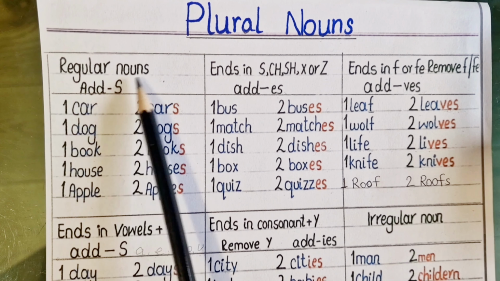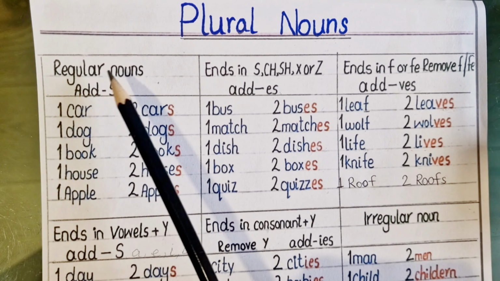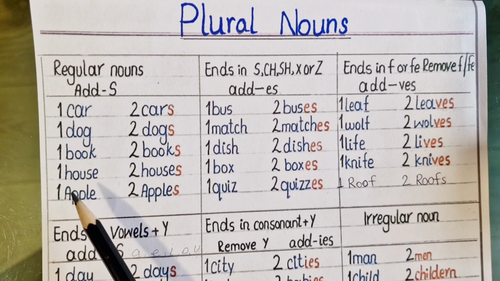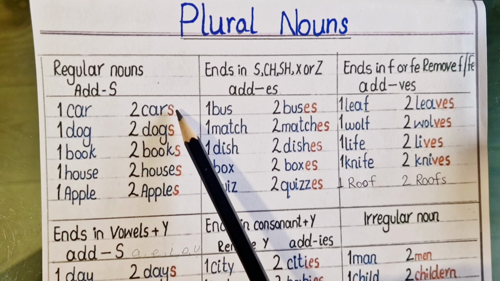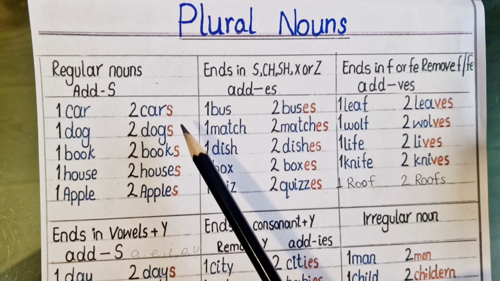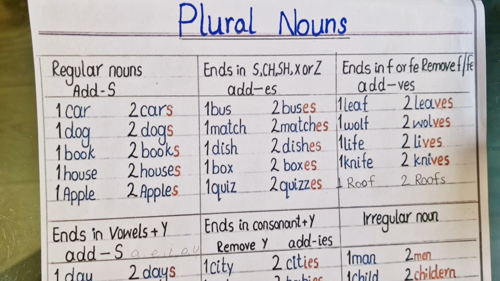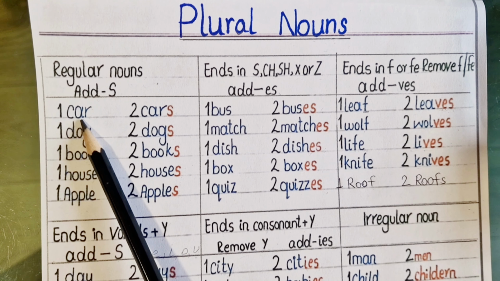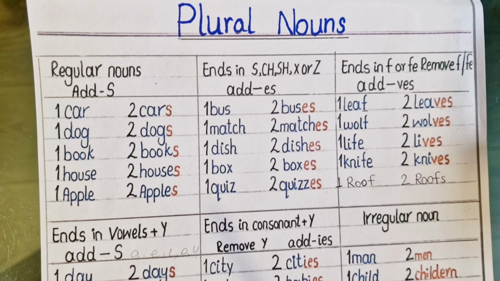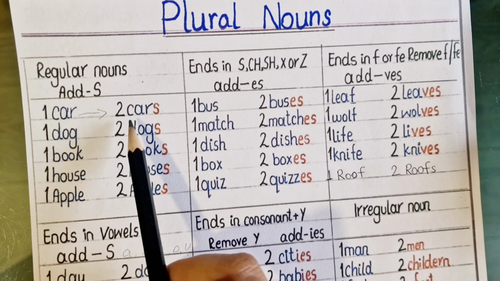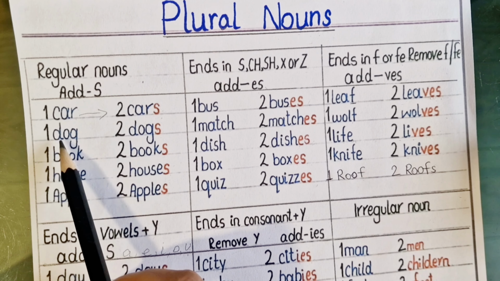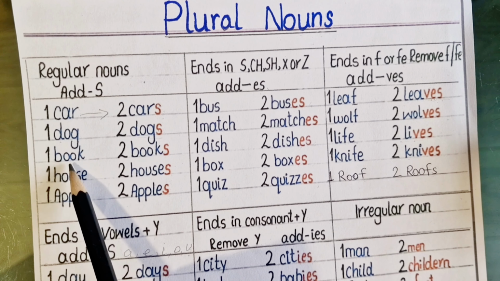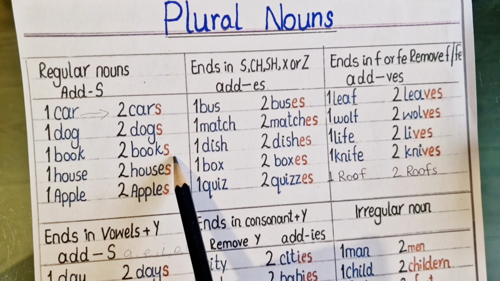First rule is regular nouns. Regular nouns are those nouns that do not change their spelling when making a plural noun. We will just simply add the letter S to make plural nouns. Just like one car, when we make a plural noun it becomes two cars. One dog, two dogs. Book, books.